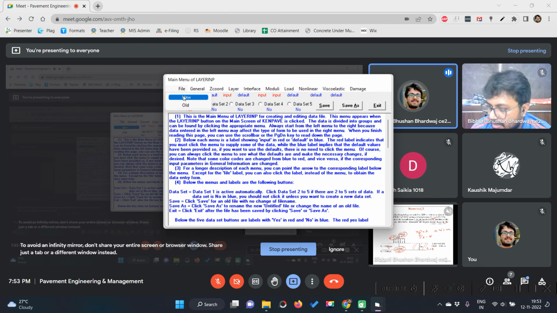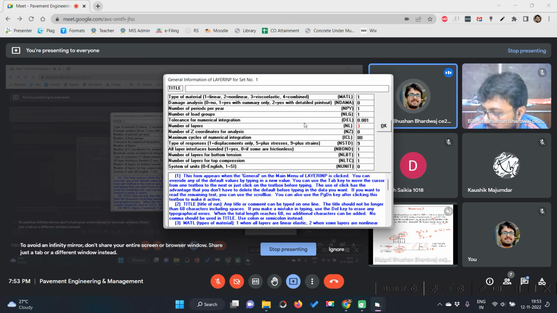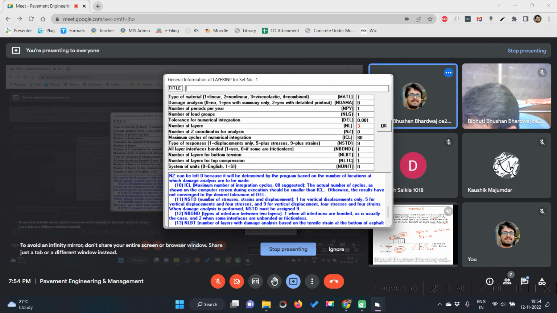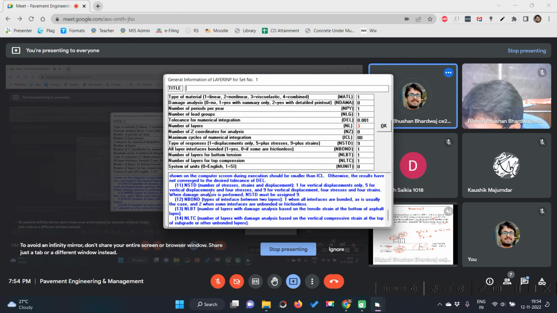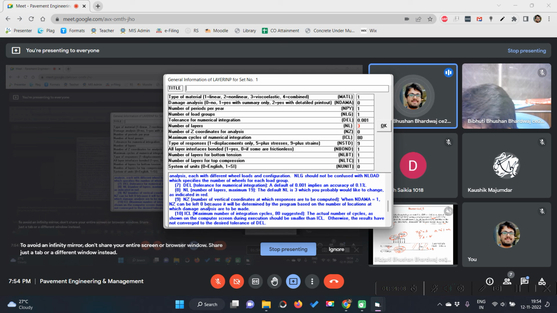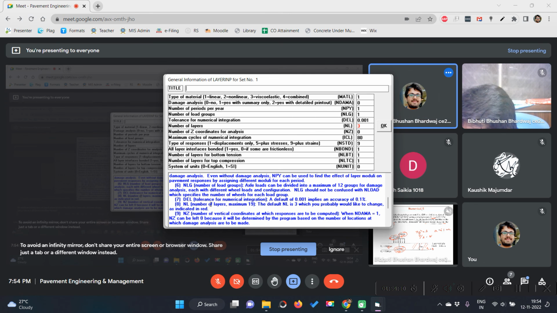Okay. File, new, then here, let's go one by one. This is linear, so it will be 1. Damage analysis we don't know, it will be 0 itself. You don't have to do it, I am doing. Number of periods per year will be 1 only. Number of load groups will be how much? 2, sir. Why 2 in this question? In this question, 1, sir. Number of load groups, check.